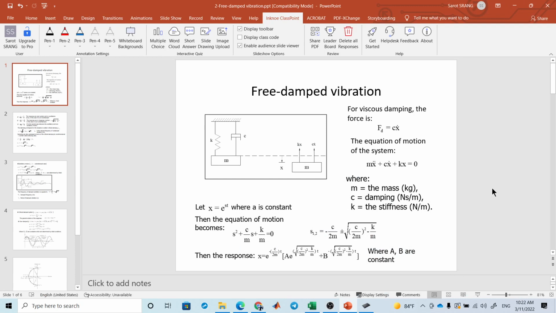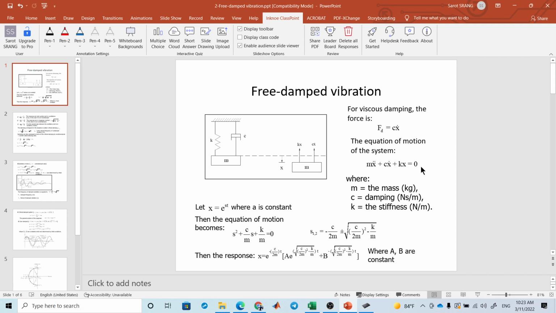Okay, this is the second part of the lecture on vibration. It's called free damped vibration for mechanical systems. You have a model with mass, spring, and damper, like here. Then you use a free body diagram to derive the equation in the form of a differential equation.